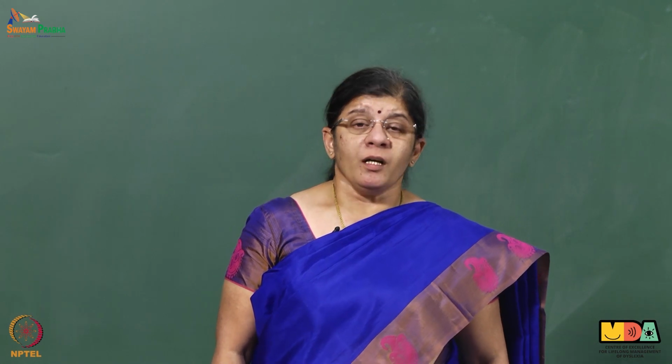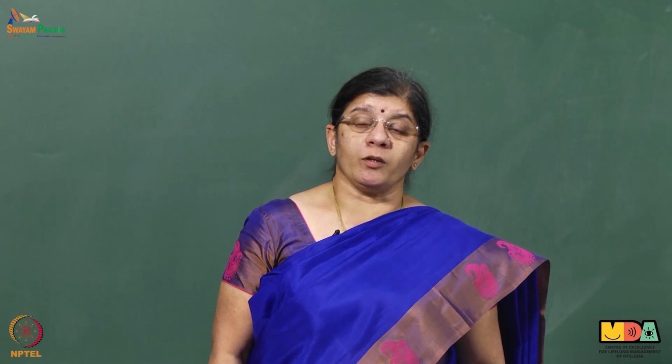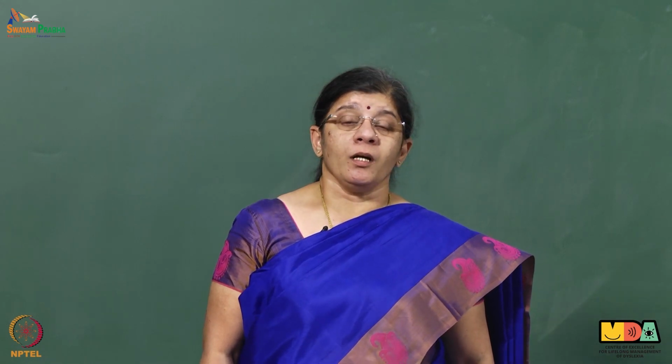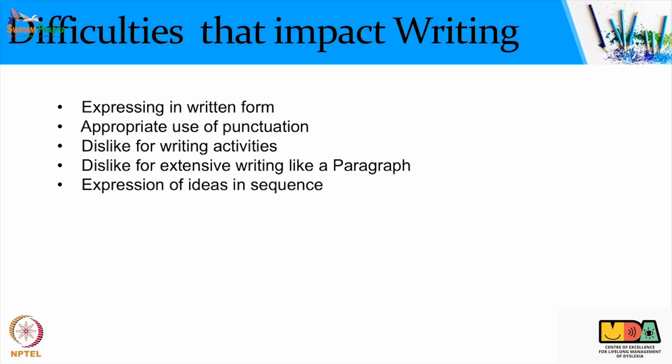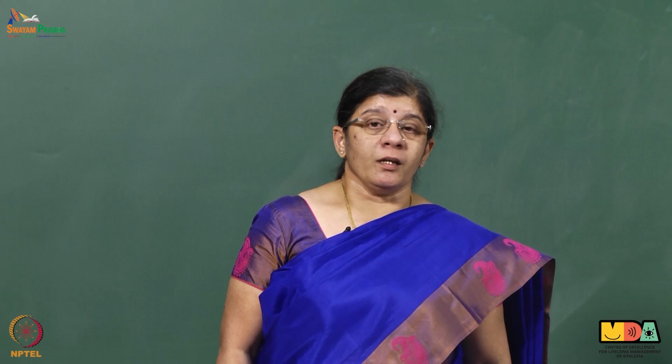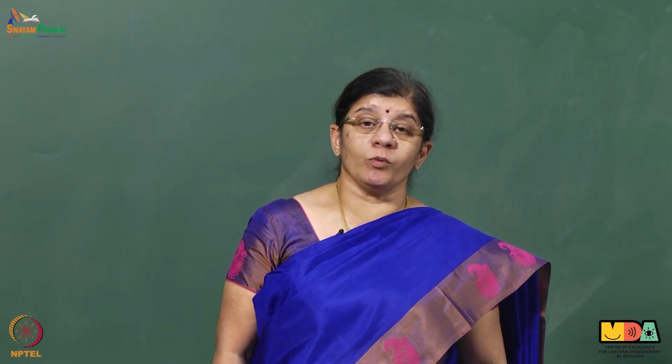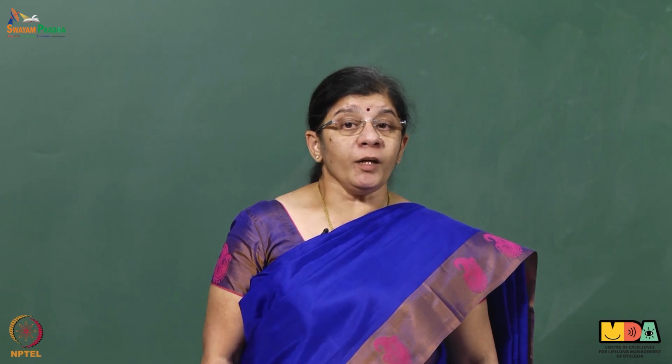The difficulties that impact the writing of children with dyslexia are, first, they are very good verbally and they do not want to put their thoughts and ideas in writing. Next, they are not able to use the proper punctuation and hence their writing suffers. The third thing is they find it extremely difficult and they have a dislike towards writing activities. It might be connected to their muscle development and hence they have developed the dislike.